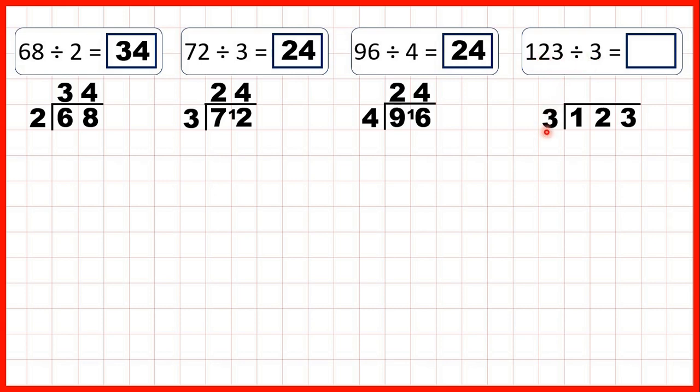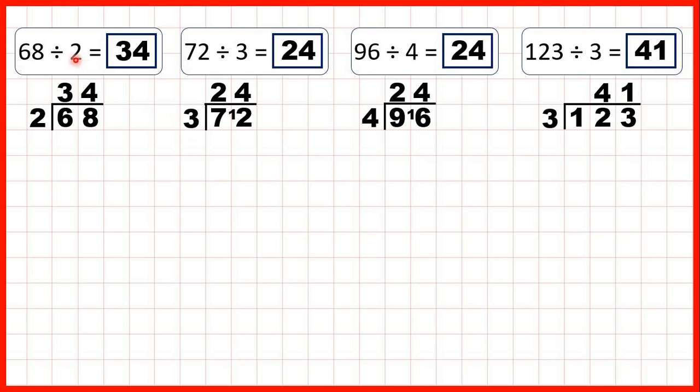And finally, we have 123 divided by 3. So our first digit is a 1, but 1 is less than 3. So when the first digit is less than the divisor, what we can do is take two digits together. So 12 divided by 3 is 4 because 4 times 3 is 12. And because 4 times 3 is exactly 12, 12 is in the 3 times table, we don't have a remainder to put in front of our ones digit. Instead, we just have 3 divided by 3, which is 1, giving us an answer of 41.